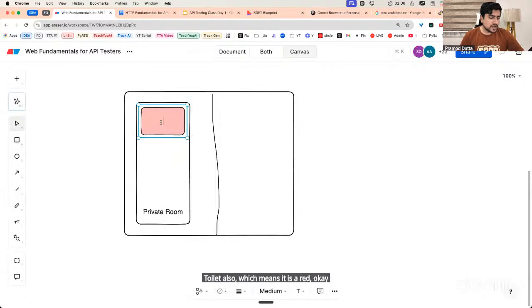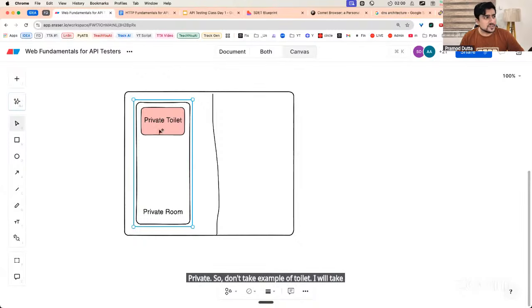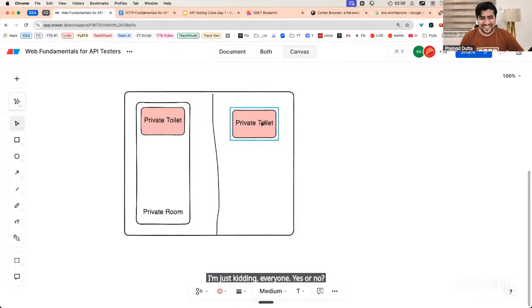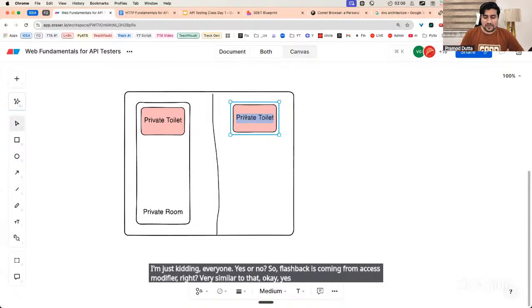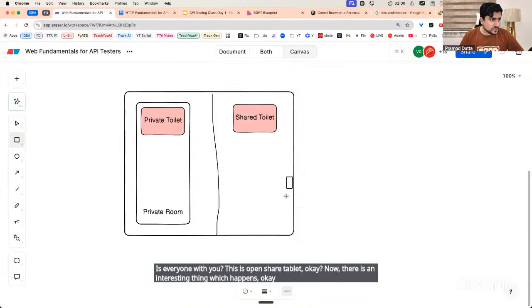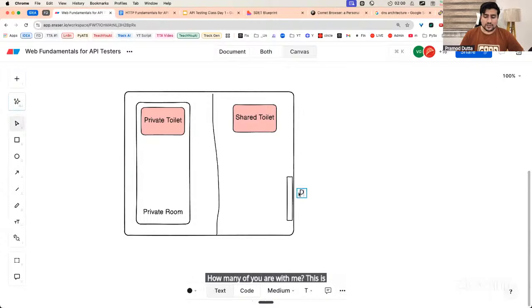This is a private toilet, everyone. Sir, don't take an example of a toilet. I'm just kidding, everyone. It's very similar to an access modifier, right? This is private. Now this is the shared toilet that we have, an open shared toilet. Now there is an interesting thing which happens. Suppose this is the door that we have.